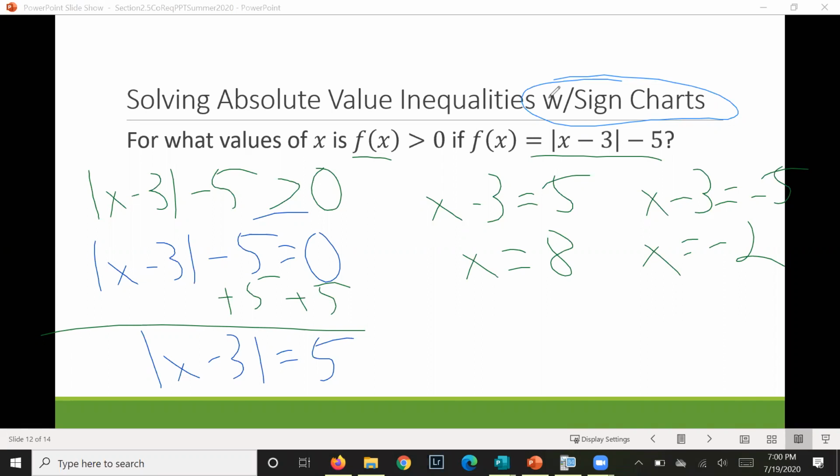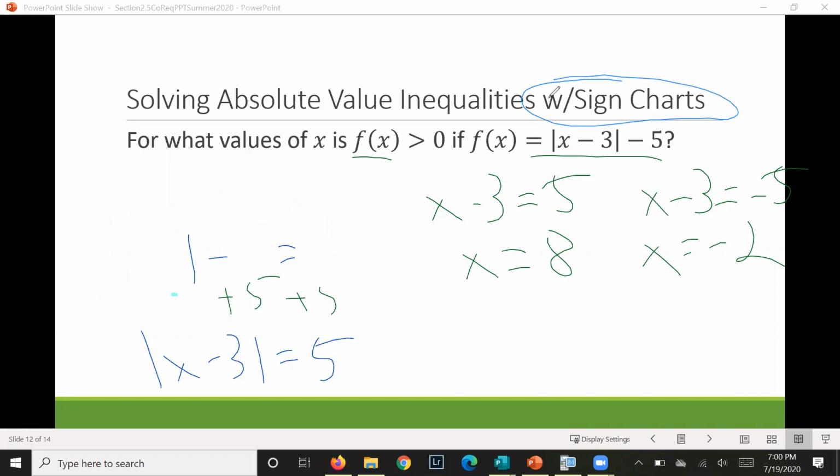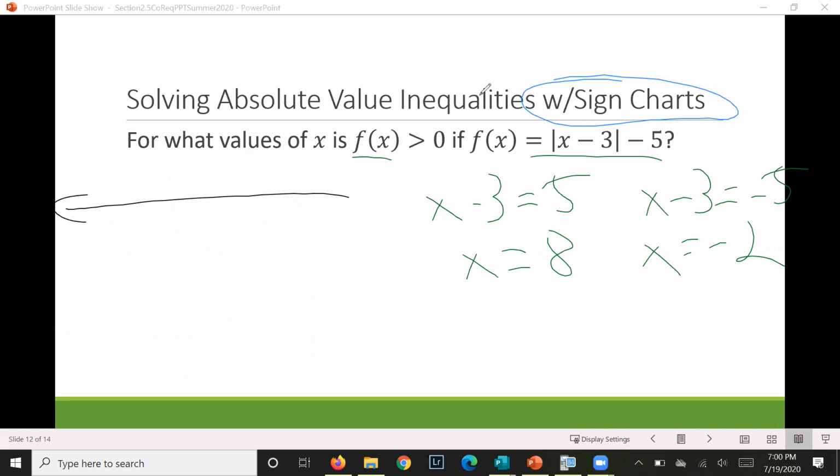Now, this is where things might get a little bit different, something you may or may not have done before. We're going to set up what's called a sign chart here. What that looks like is I'm going to draw a number line and put my two places where the function equals 0 in order on there: negative 2 here and 8 here. At each of those values, I know that the function is equal to 0, and what I want to know is what happens to the left, in between, and to the right of those. And here is how I do that.